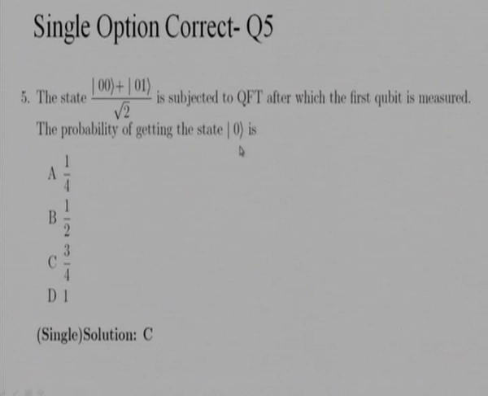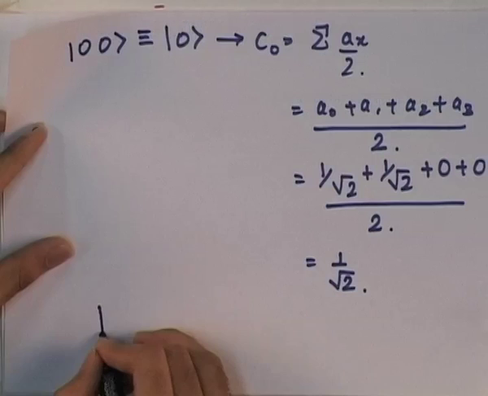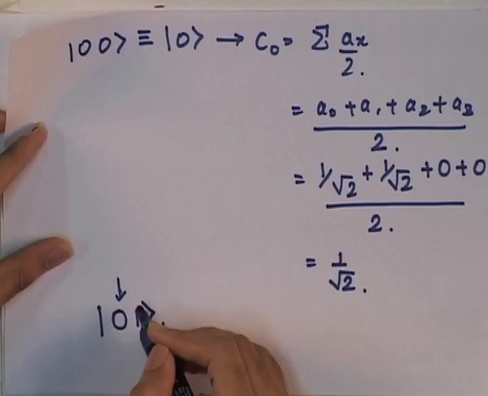Now, the question asks, what is the probability of getting the state 0? But the state 0 is the state 0 for the first qubit. So, we need to look at the coefficient of the state 0, 1, which is the only other state which has 0 in its first qubit place. So, this corresponds to the state C 1.